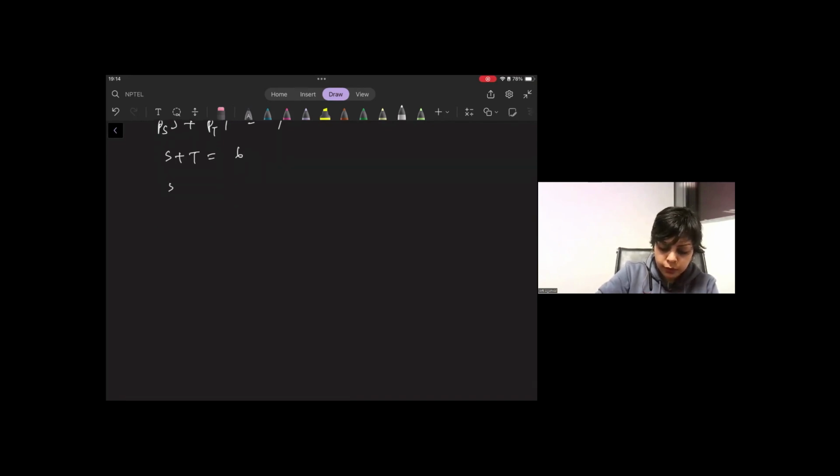You can solve and you will see S comma T will come out to be 3 comma 3, because we already know it's a case of T by S comes out to be equal to 1. So then the solution comes out to be 3 hours and 3 hours.